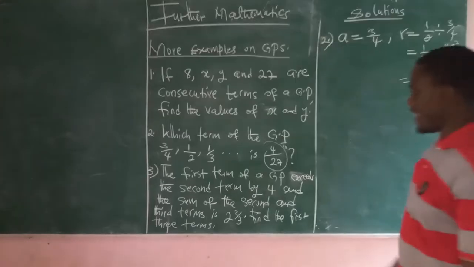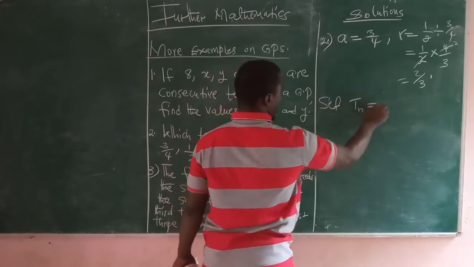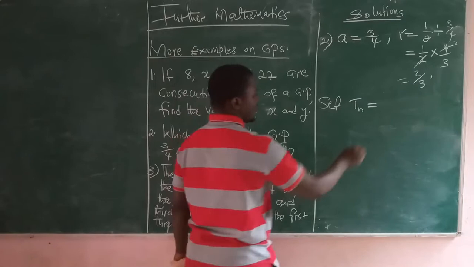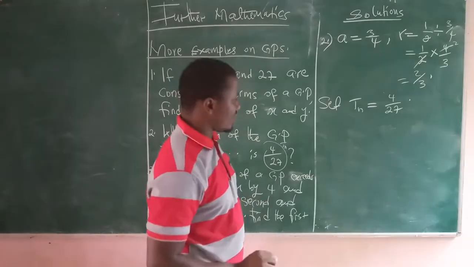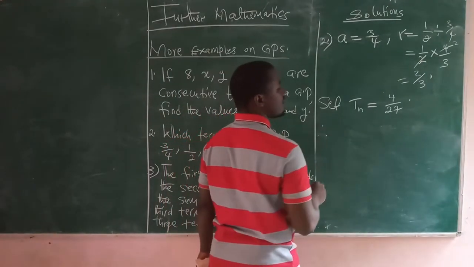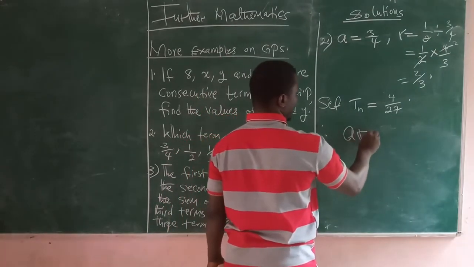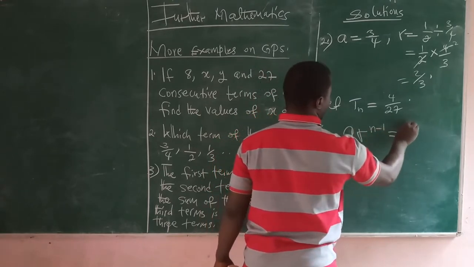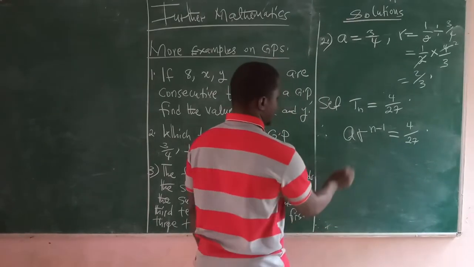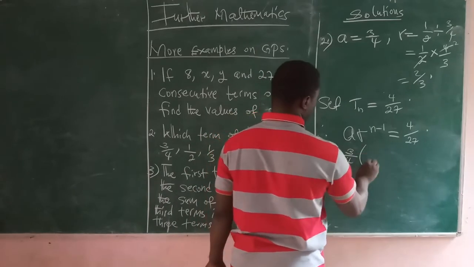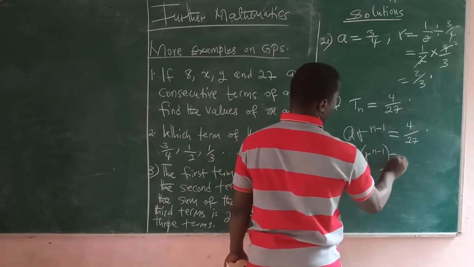Okay? So with that, I can set Tn to be equal to this term, 4 over 27. So Tn is equal to 4 over 27. That means my Tn is the nth term. It will enable me to find my n. So ar raised to the power n minus 1 is equal to 4 over 27. But my a is 3 over 4. 3 over 4 bracket r raised to the power n minus 1 is equal to 4 over 27.